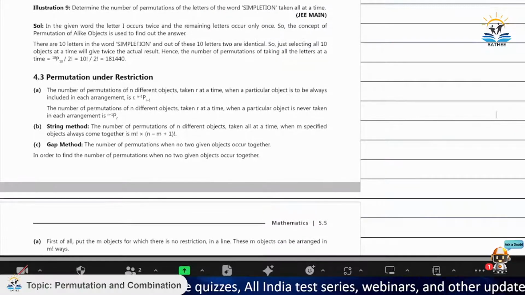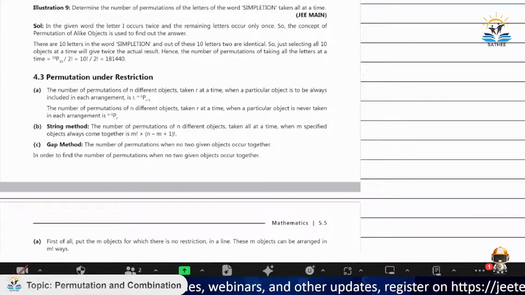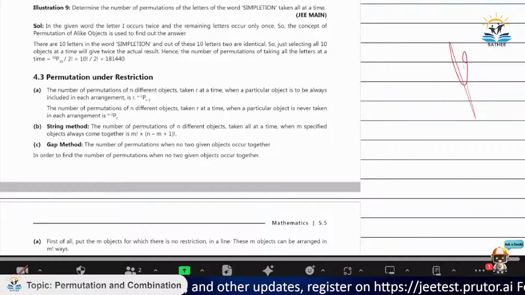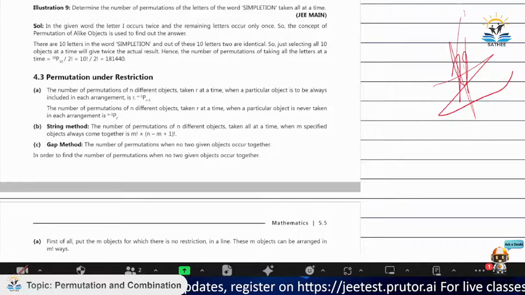We have the number of permutations of n different objects taken r at a time, when a particular object is never taken in the arrangement. That is very easy. If one object is never to be taken in the arrangement, you write n minus 1, because it is not included in the set, so we do not use that.